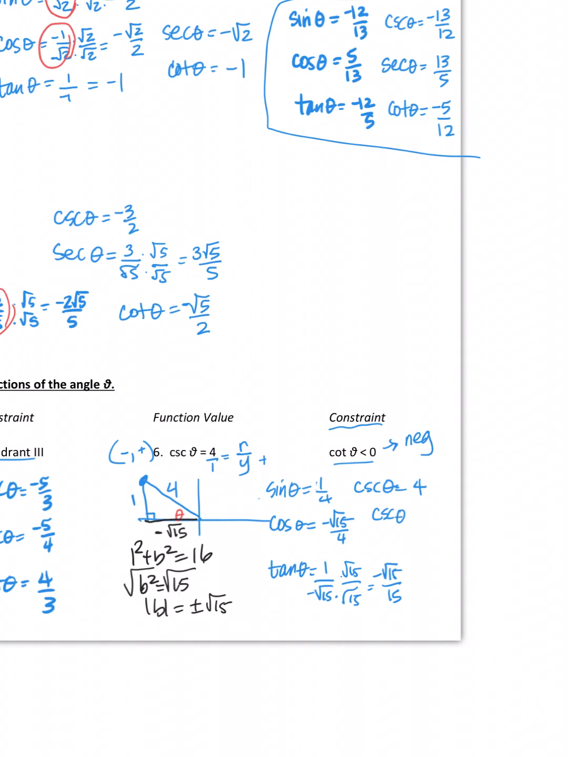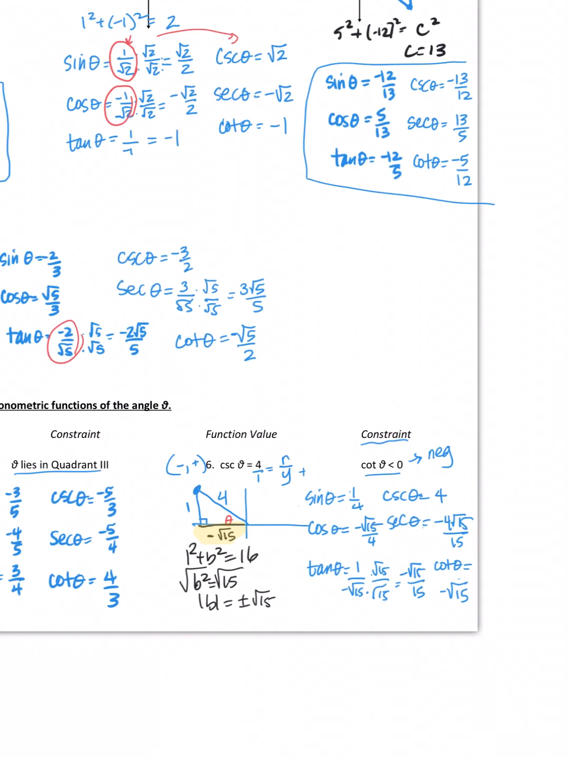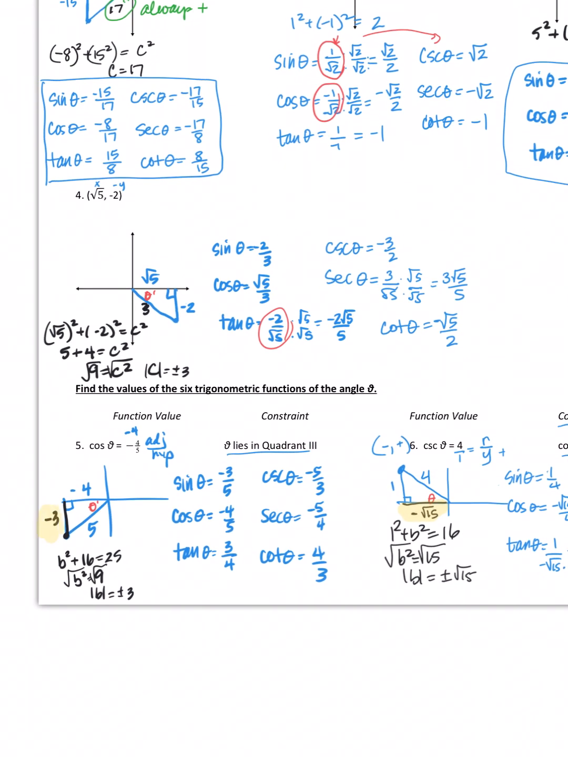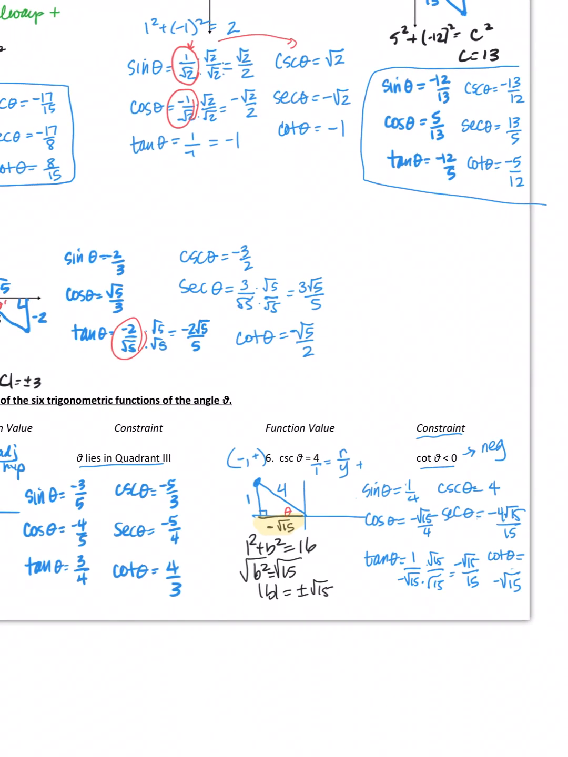Secant of theta, running out of space, but when I rationalize this, it's going to be 4 square roots of 15 over 15. And then cotangent of theta, if I flip it over, is just the negative square root of 15. All right, it's a little messy, but hopefully you're getting the idea. It becomes very repetitive in process. You just have to be aware that sometimes the legs can be negative, like we saw in these examples, okay? The y was negative on number 5, the x was negative on number 6.